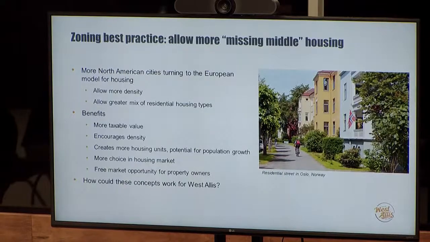So more American cities are turning to this European model where you allow a greater mix of housing types in more neighborhoods. And there are some benefits to this. Could be more taxable value, encourages more density. Having more housing units means that your population can grow more, and gives more choice in the housing market. So it's a free market approach to this. What we wanted to do is look at how these concepts could work in West Dallas and get your guidance of which way you'd want to take this.